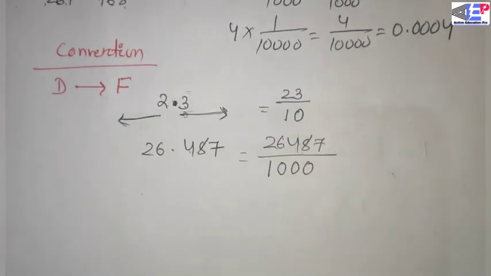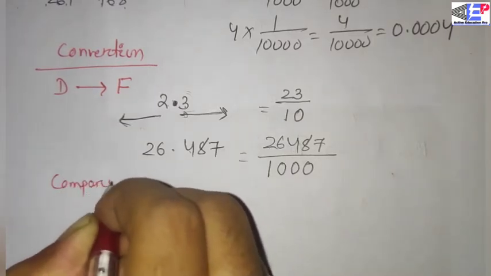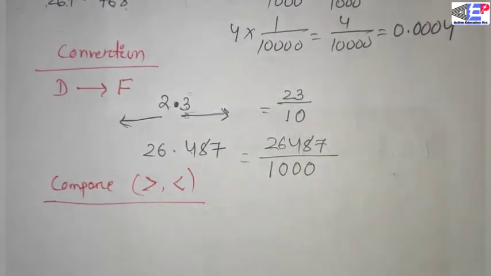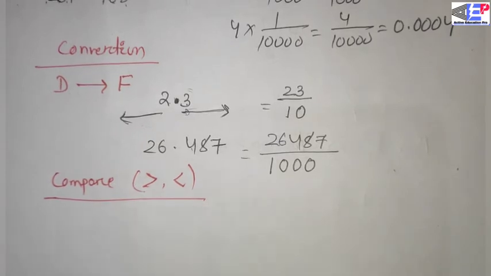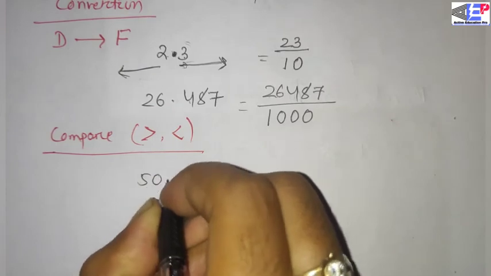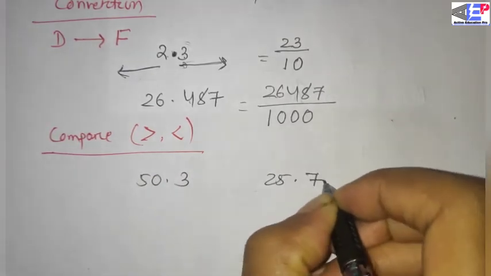Next one, compare: which is greater or which is smaller. Suppose there are two numbers, 50.3 and another one, 25.7.